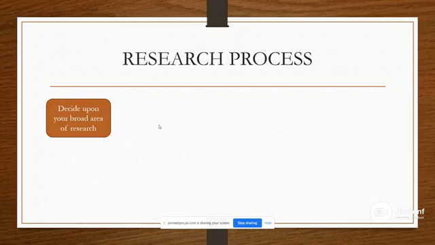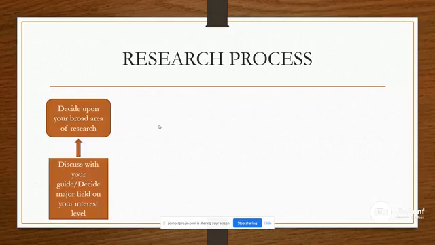So, the research process, as you know, starts with defining your broad area of research. Whether it is related to your thesis or your research paper, you need to first decide your broad area, in which field you want to write a paper or thesis. Discuss it with your guide and decide your major field based on your interest level. What is your interest level in?